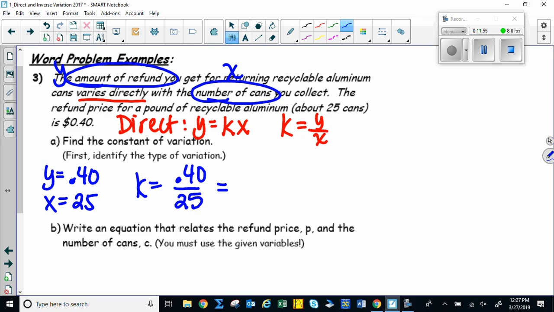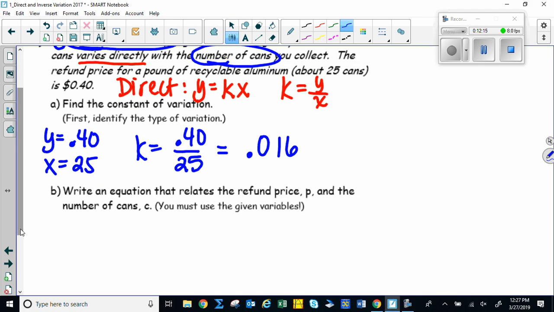So what is that? What is 40 cents divided by 25? 0.016? Okay. So basically, what this is saying is I'm going to get a little less than 2 cents a can. Okay, so now I'm ready to write my equation. So I might start with saying y equals 0.016 over x, except that wouldn't be following directions, because directions are saying I want to use these specific variables.